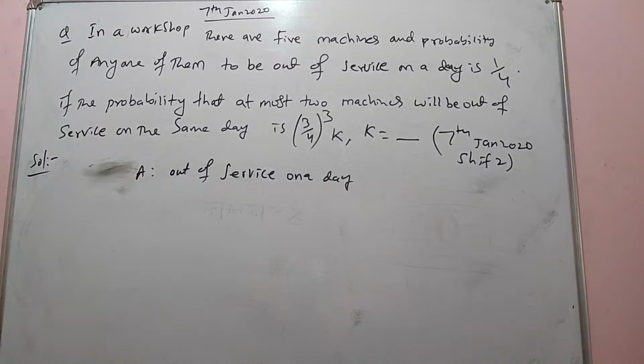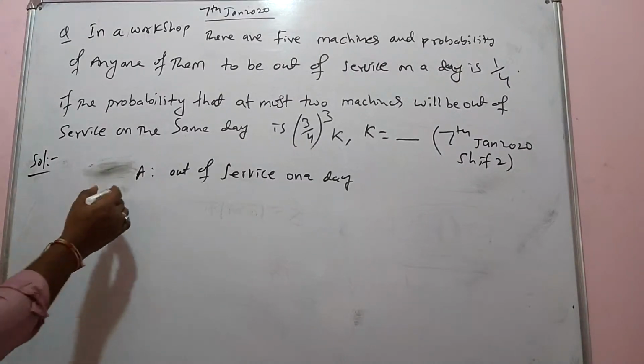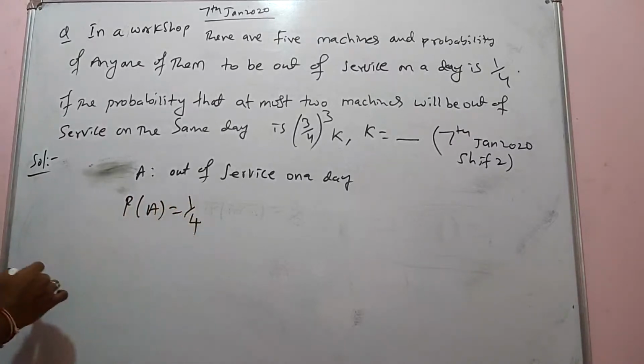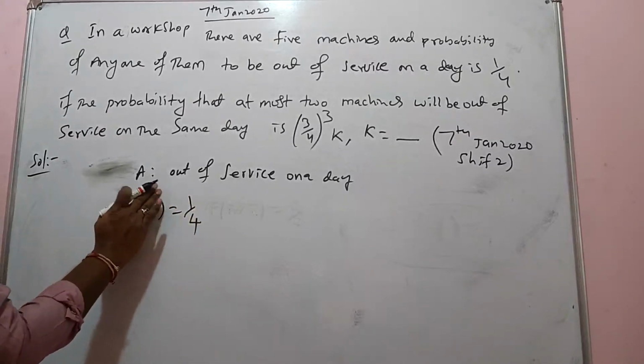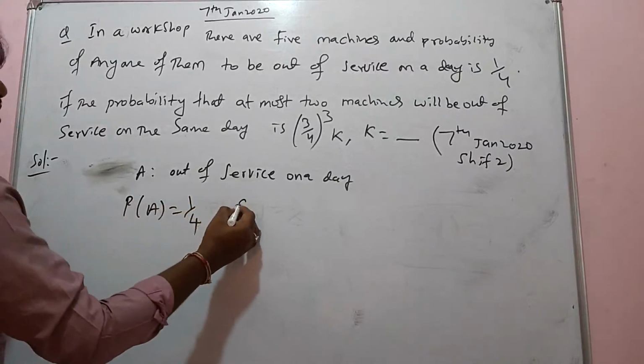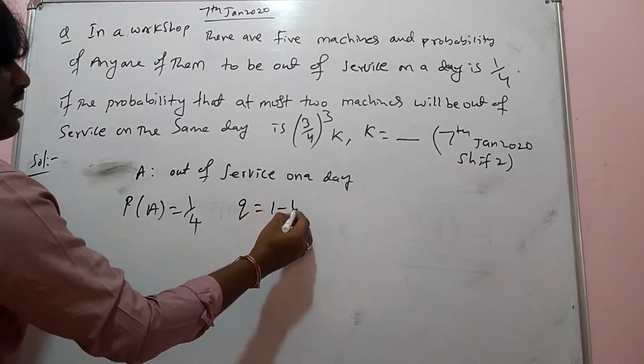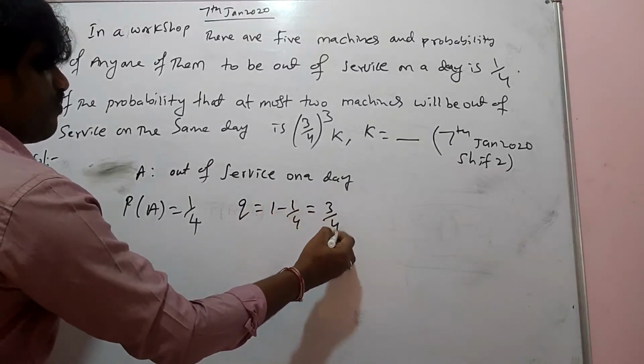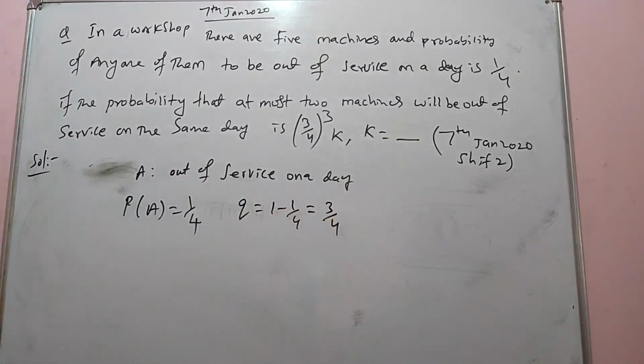So he is saying that in a workshop there are five machines, and the probability of any one of them being out of service on a day is 1/4. So the probability of A is 1/4. That is P. Success is 1/4. Then the failure will be 1 minus 1/4, which is 3/4. Failure will be 3/4.